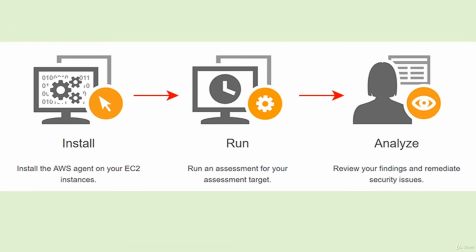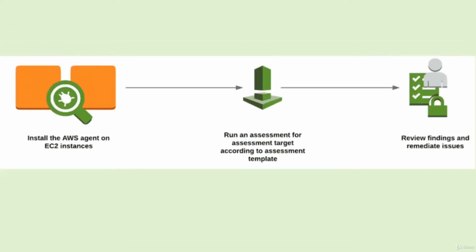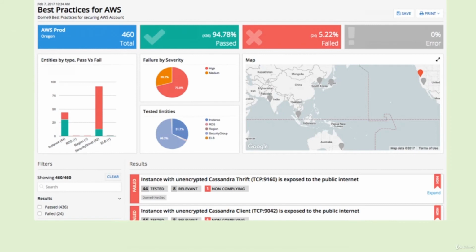You get three options where you first have to install the AWS agent on your EC2 instances. Then you have to run your assessment for your assessment target. Then you have to analyze and review all your findings, and remediate security issues. There could be best practices for AWS, and you can see the total passed or failed. You could monitor these things in a dashboard environment with graphs and various metrics being displayed to you.